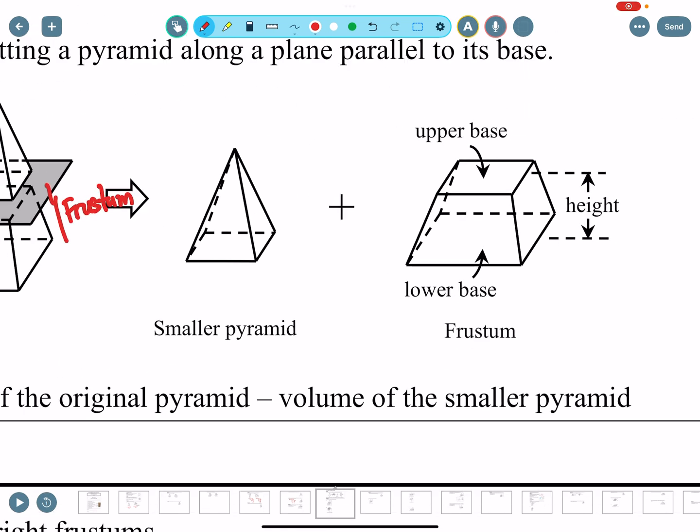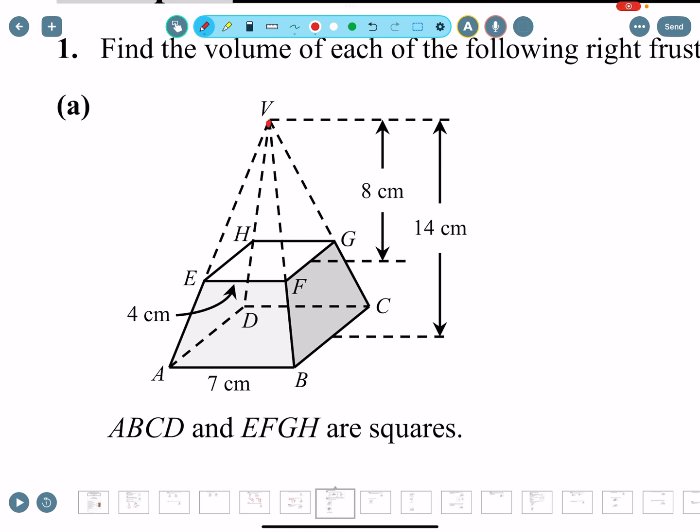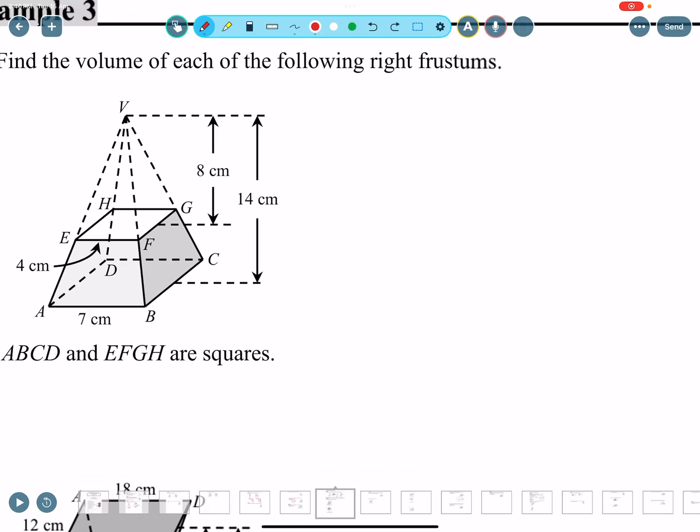Well, basically, we're gonna make use of subtraction. If you think about it, the big pyramid, you can find the volume based on what you learned last time. And if you subtract the top side, like you cut it away, what's left is gonna be the frustum, right? So we're gonna do that exactly.